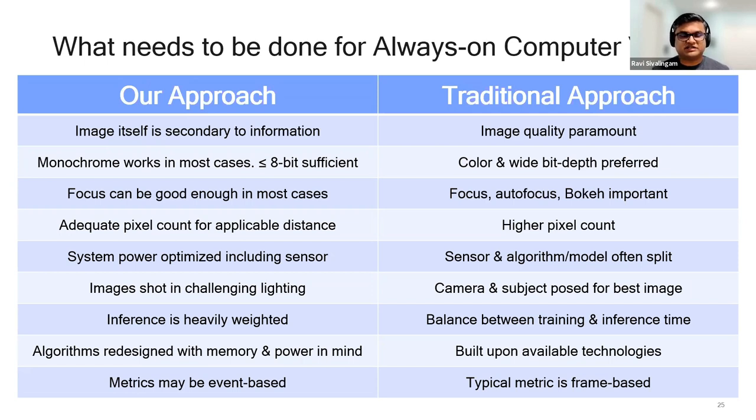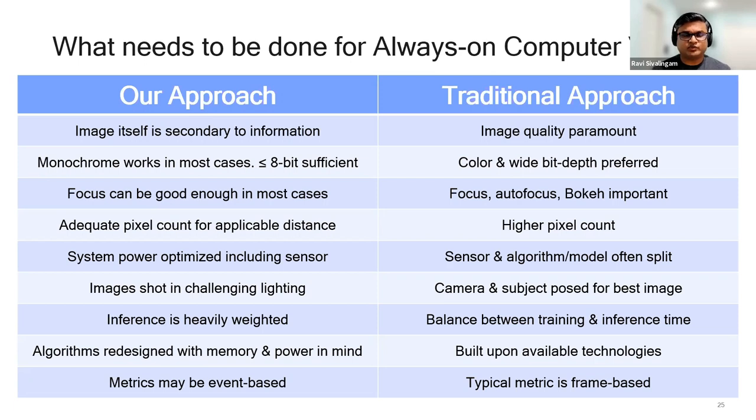In some use cases, like in data sets that you may find for computer vision, or for cell phone type use cases, the camera and the subject are really posed for the best image. But in typical examples, like IoT examples, where a low power vision solution may be deployed, the images may be shot in some challenging lighting, and we'll show some examples of such images in later slides. And we need to be able to robustly perform our tasks in that scenario as well.